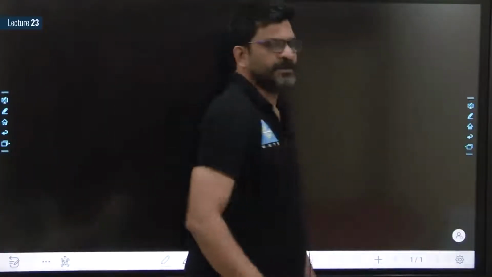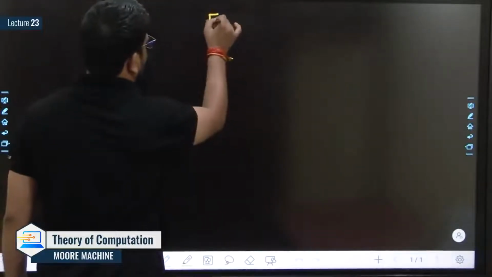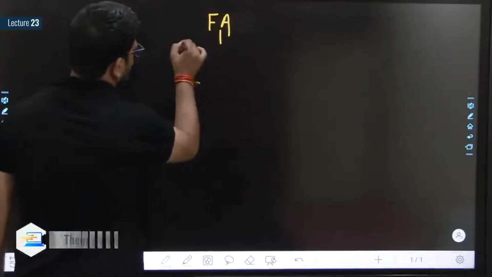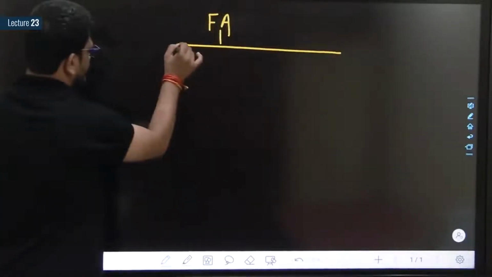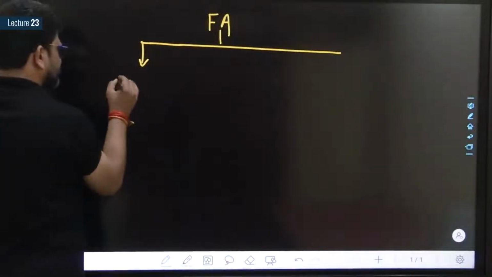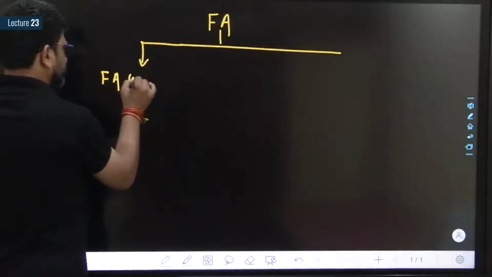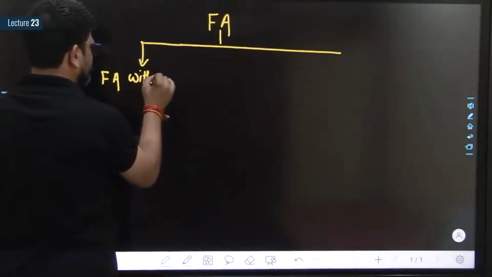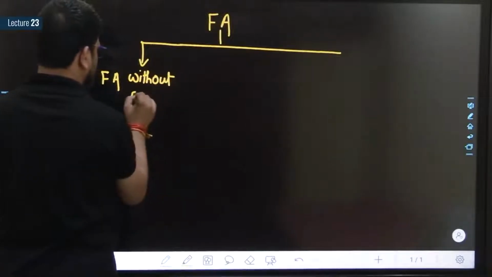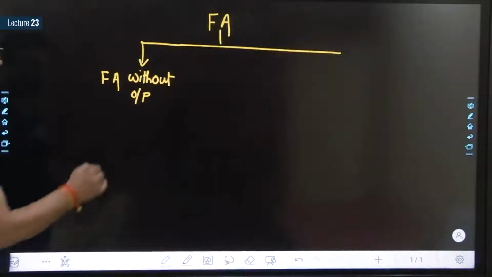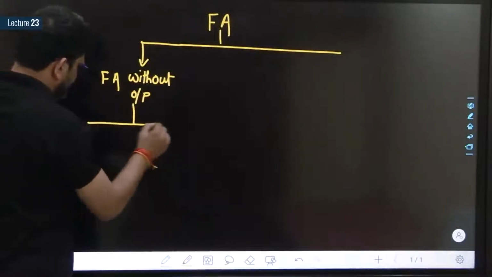Students, new topic: finite automata with output generator. Finite automata are classified into two categories. First one is finite automata without output, known as acceptor. This again is classified into three categories.